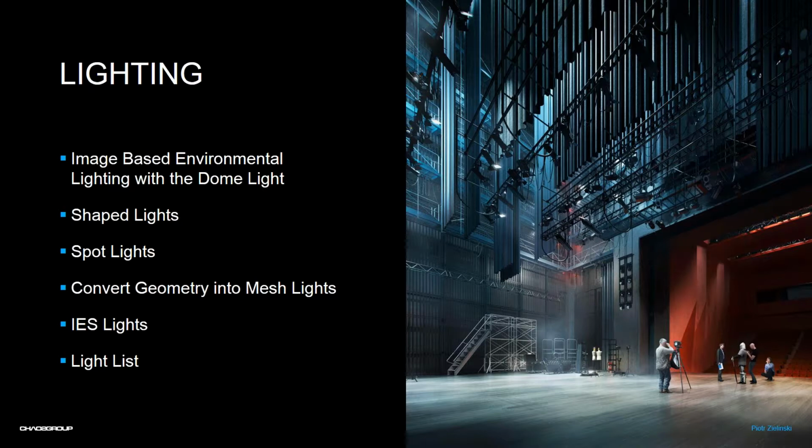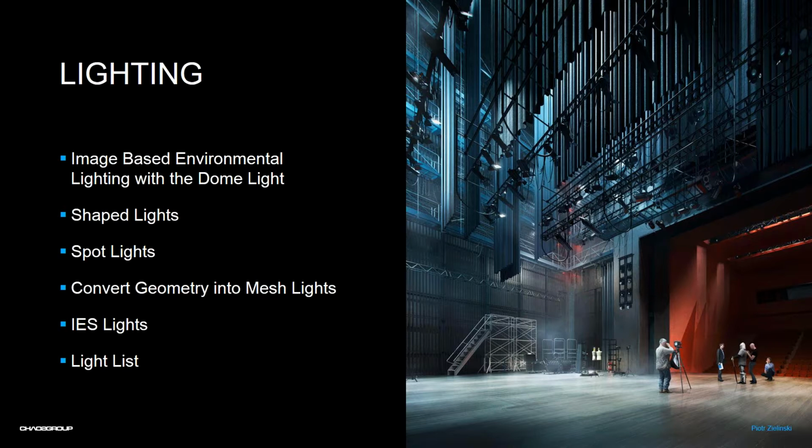Moving on to lighting, V-Ray for SketchUp has a wide variety of features available for lighting your scene besides just the sun. You can use an image to encompass and light your scene using the dome light. There's a variety of simple light shapes you can insert into the scene, including planes, spheres, and omni-lights. Spotlights are available to create physically accurate area lights. And you can even convert SketchUp groups and components into mesh lights.